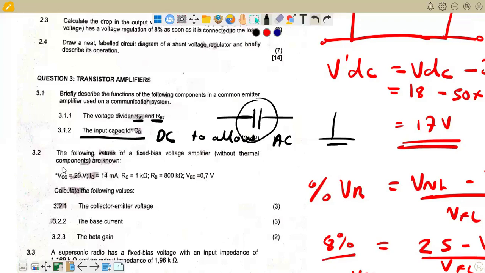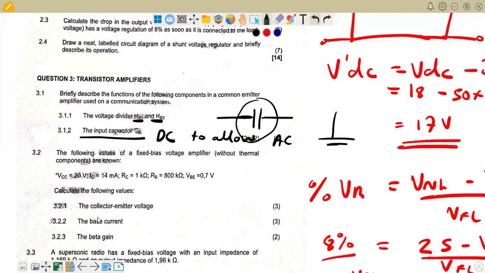Let's quickly go to 3.2. It says the following values of a fixed bias voltage amplifier without thermal components are known: positive VCC is 20 volts, IC is 14 milliamperes, RC is 1 kilo ohm, RB is 8 kilo ohm, VBE is 0.7 volts. Calculate the following values.